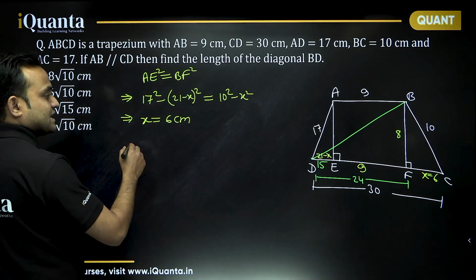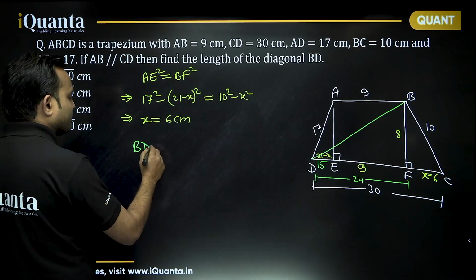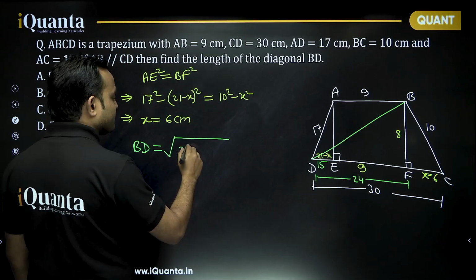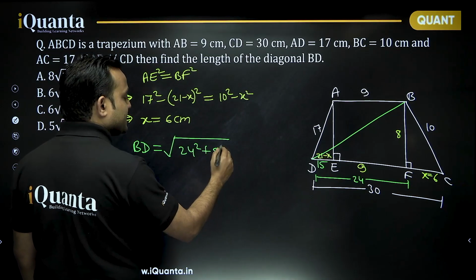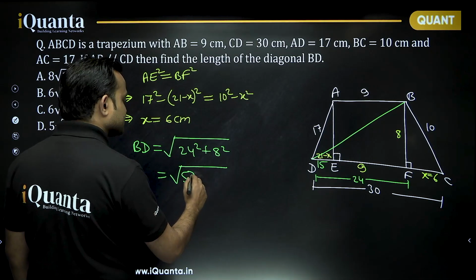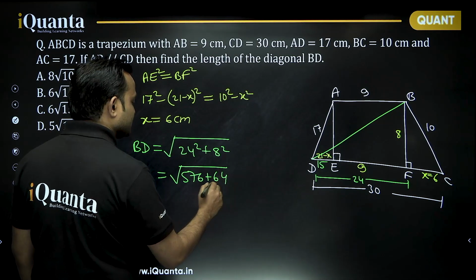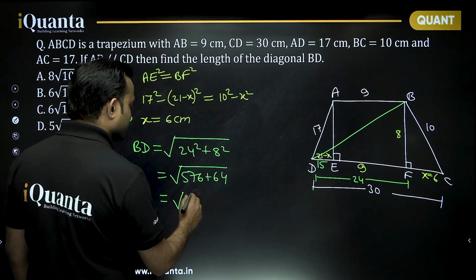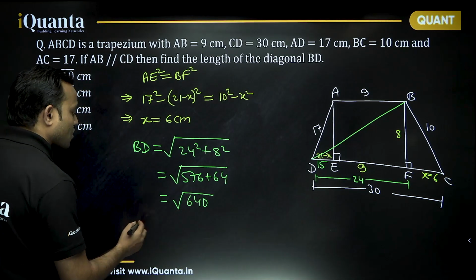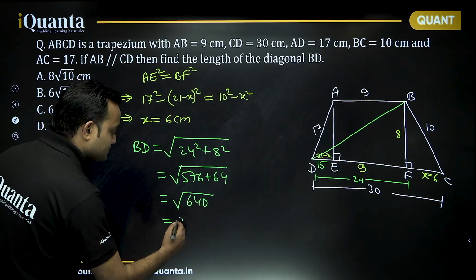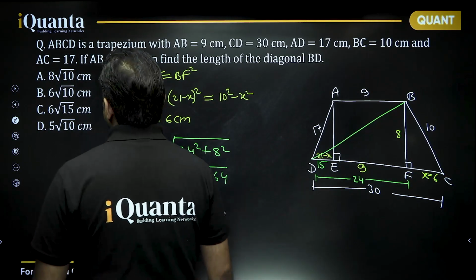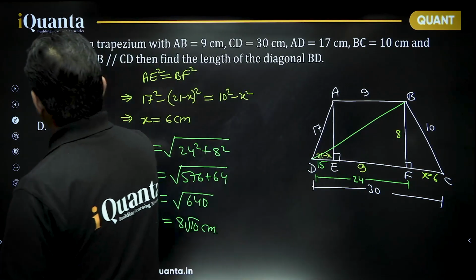So we can say that BD will be equal to the square root of 24 square plus 8 square, which is equal to 576 plus 64, which is nothing but 640. 640 or 64 into 10, so it will be 8 root 10 centimeter. So our answer is option A.